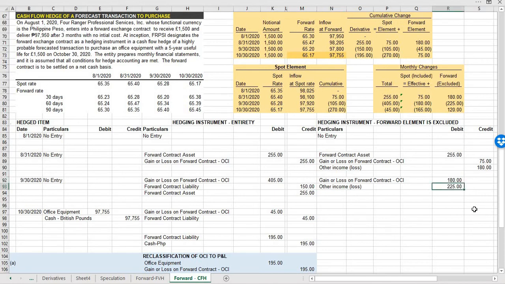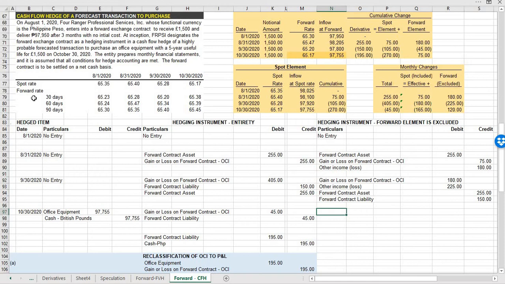And ano ang ating i-credit? So ang ating i-credit is forward contract asset, magkano? 255. Bakit credit natin ang forward contract asset na 255? Kasi tayo ay magka-credit dapat ng forward contract liability na 150. At bakit? Kasi based dito, as of September 30, hindi na tayo forward contract asset. Ang derivative natin is no longer an asset. Instead, it is now a liability. Kaya, kailangan mong i-close yung forward contract asset para ma-recognize yung liability na 150. So, from 255 na asset, dapat maging 150 na liability.